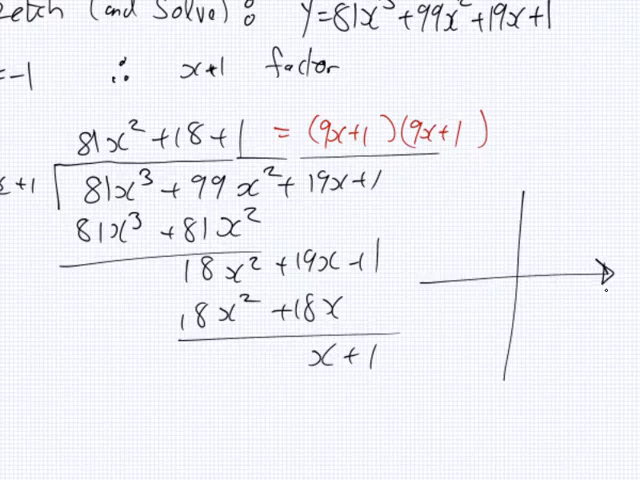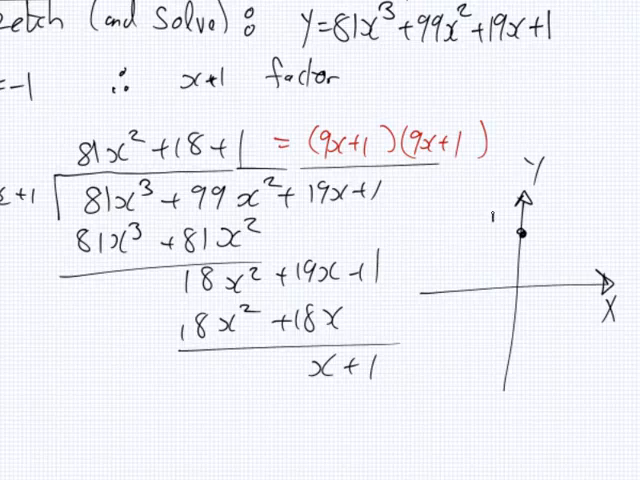Where does it meet on the y-axis? 1. And on the x-axis? Minus 1. Minus 1 over 9. And also minus 1 over 9. So it meets there twice.